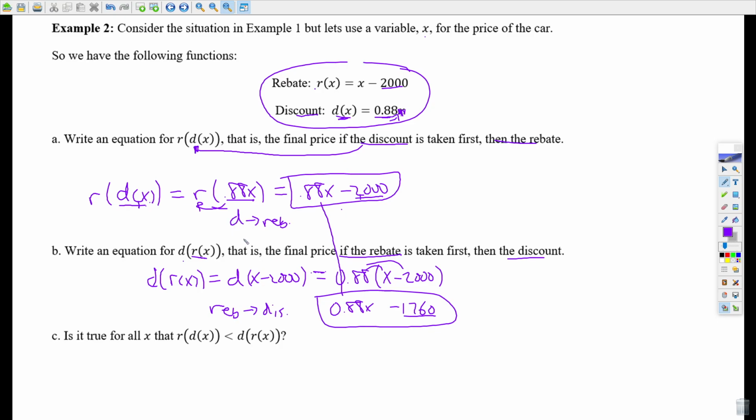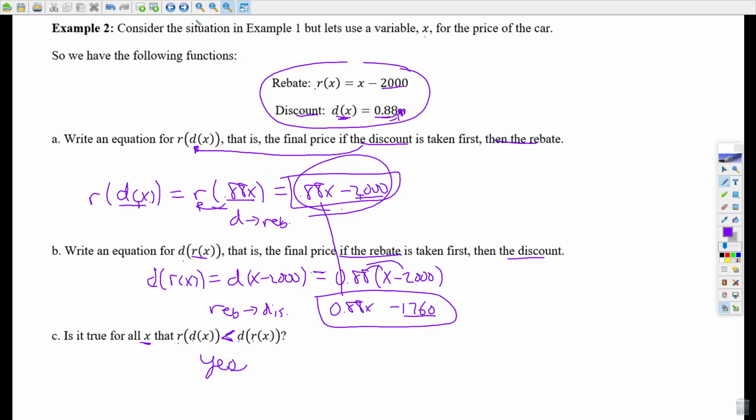So this next question looks kind of weird and hard. It's asking you which one's better, right? Is it true that no matter what the car costs, it's better to do the discount than the rebate? Will this always be better if we just look at the equations? Yes, it would be.